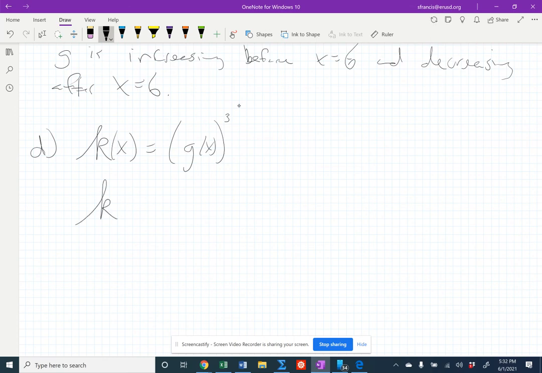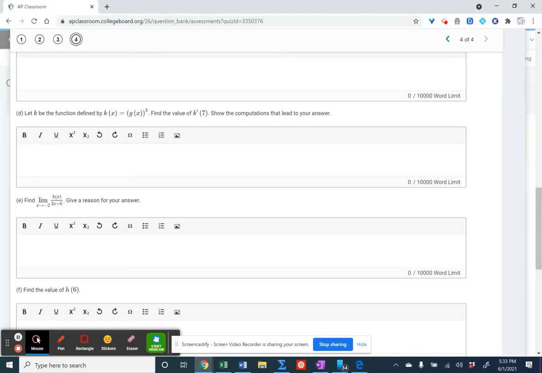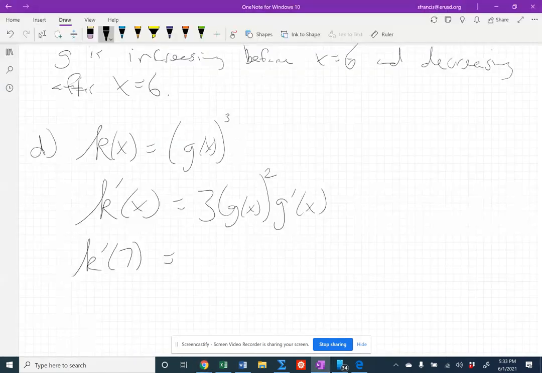Some of you took the derivative like this when you found k prime. It was 3 times g of x times g prime of x. Where's the square? That's important. We need that. Okay, so now we want Q prime of 7. So that means I need 3 times G of 7 squared times G prime of 7.